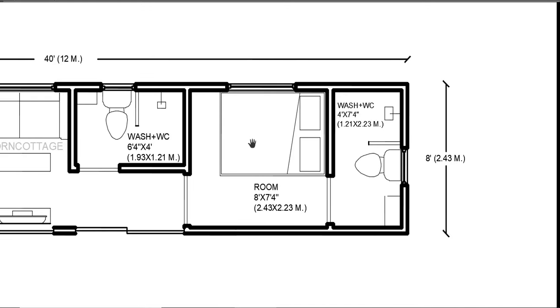You can see here the bed arrangement and a large glass panel for ventilation and light purpose. Also we have an attached washroom plus water closet with this room. You can see here the wash basin, water closet and the shower area, and we have a ventilator for ventilation of this washroom. So this is the floor plan of the house you are watching on the screen.